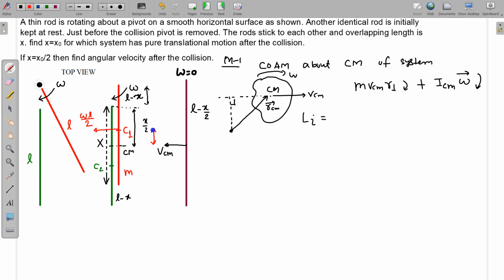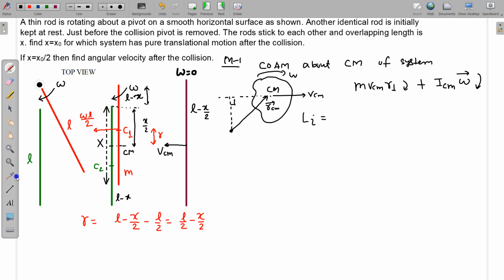So if this distance is, let's say, r, then this r is going to be L minus x by 2 minus L by 2. So this is going to be L by 2 minus x by 2. This is the r. Just keep this expression.